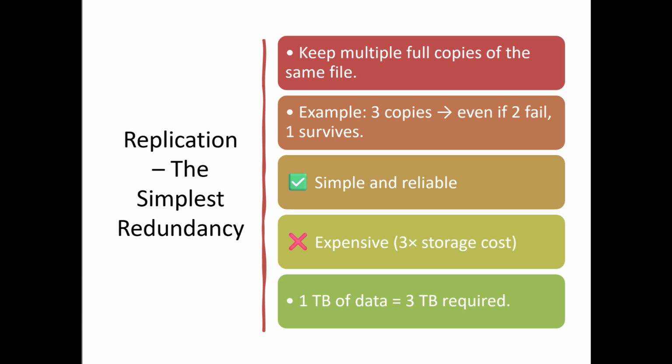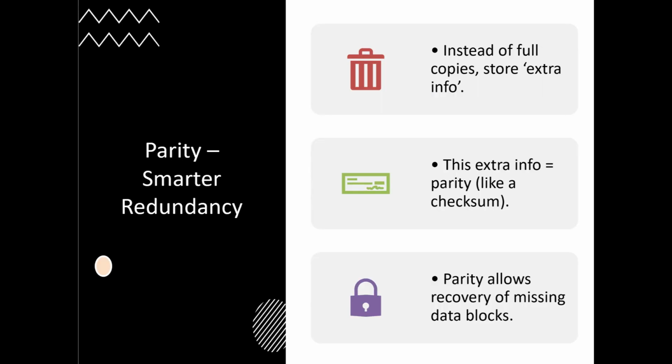The second way to implement redundancy is a bit smarter. It's called parity. Replication is wasteful. Instead of storing full copies, we can store some extra information that can help us rebuild the lost data. This extra information is called parity. What is parity? Parity is kind of a checksum or a mathematical relation. It doesn't duplicate the data, but it just contains enough extra information to rebuild some of those missing pieces.